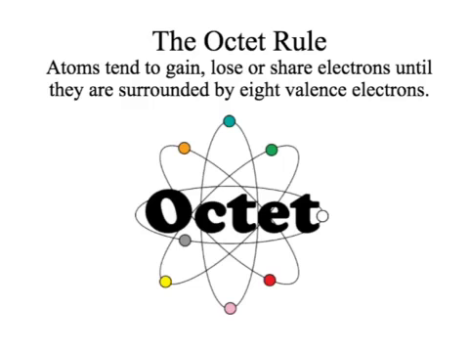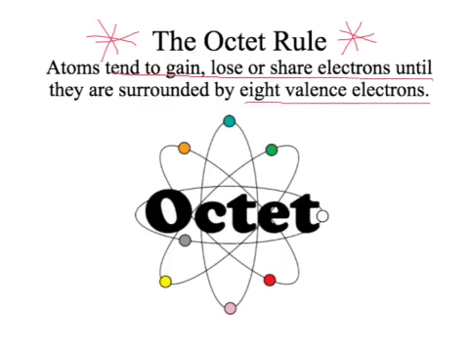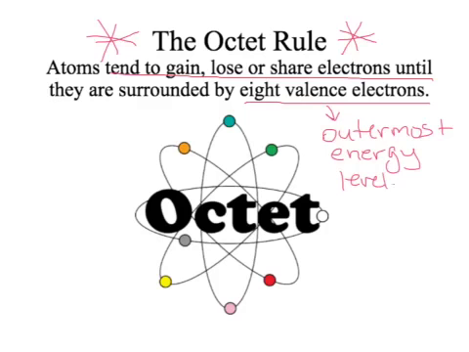Okay, the octet rule. This is an extremely important rule to remember. Atoms will always gain, lose, or share electrons so that they can have 8 valence electrons. Remember, valence electrons are the ones in the outermost energy level. So all elements want to get 8. There are 2 exceptions to that rule, hydrogen and helium, and they only want to get 2 electrons in their outermost energy level.